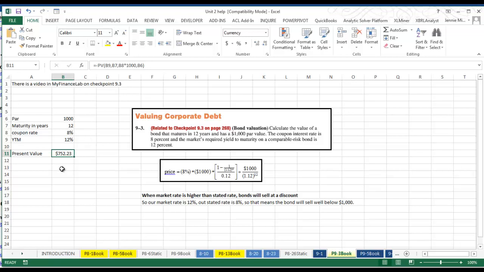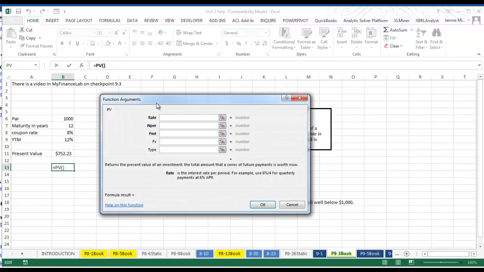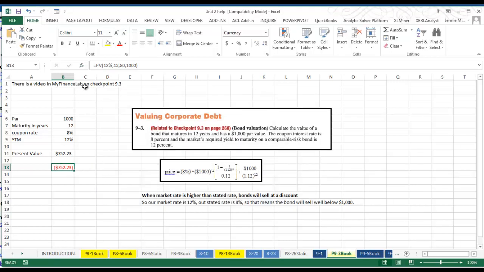And just to show you that you can type in the rate, I can type in the rate 12% here. Number of periods, I can type in the 12. The payment I know is $80, 8% times 1,000, and my future value is 1,000. You're going to see that I can either reference the Excel, or I can just do it by typing in the numbers. You just have to be careful that you type them correctly.